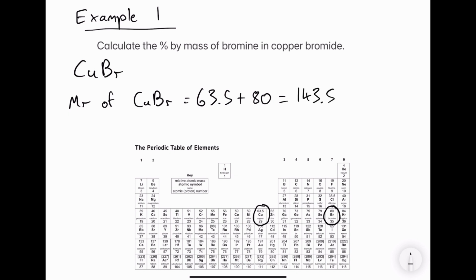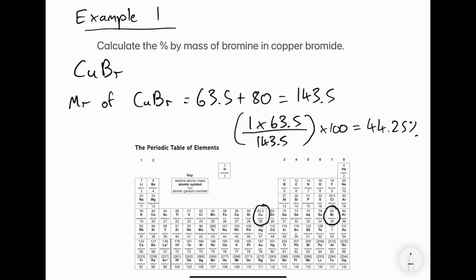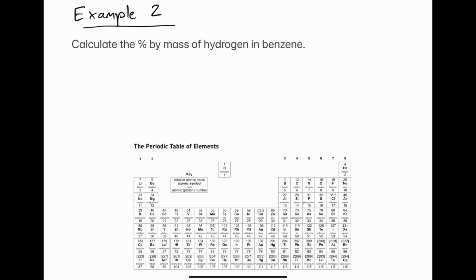143.5. Then we need to multiply the Ar of copper by the number of atoms of copper in copper bromide. We have 1 atom of copper multiplied by 63.5, and we divide it by the Mr, which is 143.5. Then we multiply the whole thing by 100 to make it a percentage, and we get 44.25%. So by mass, copper bromide is made up of 44.25% bromine.